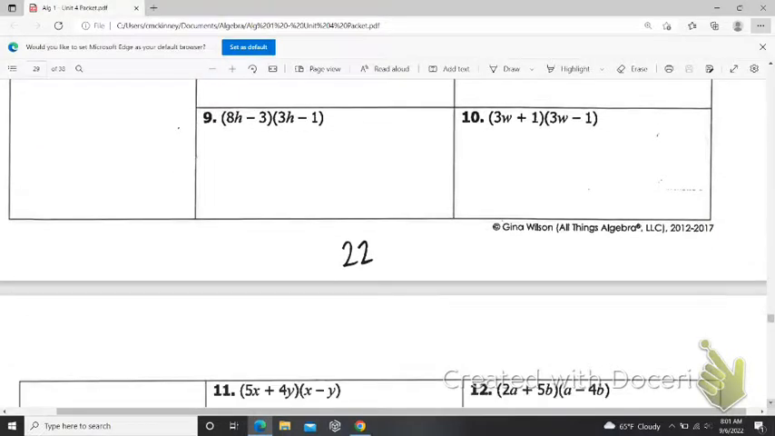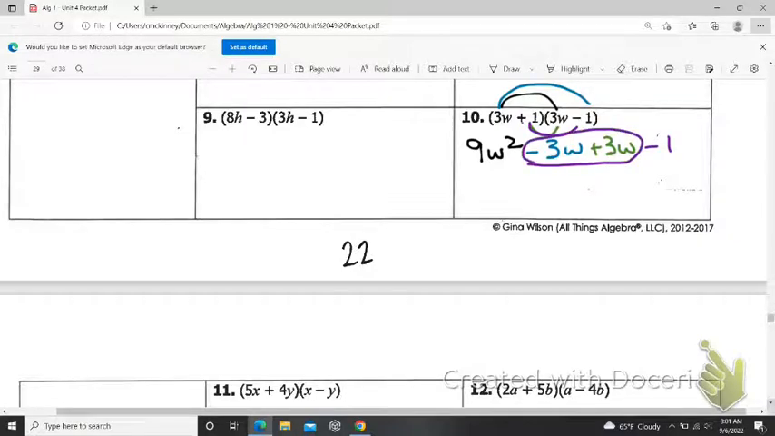Let's look at number 10. Number 10 is a little bit like our x plus 2, x minus 2. Notice that the two binomials are the same except the sign. So something interesting happens whenever that's the case. So I did my first times first to get 9w squared, negative 3w, positive 3w, and then last times last, negative 1.